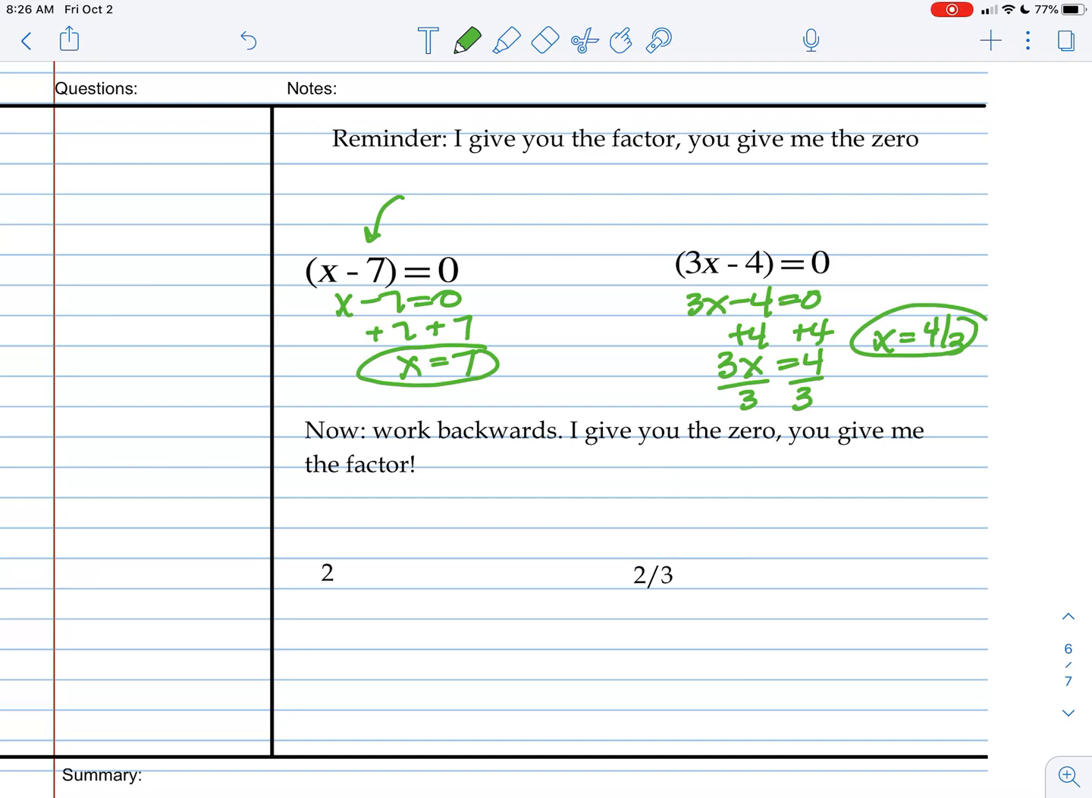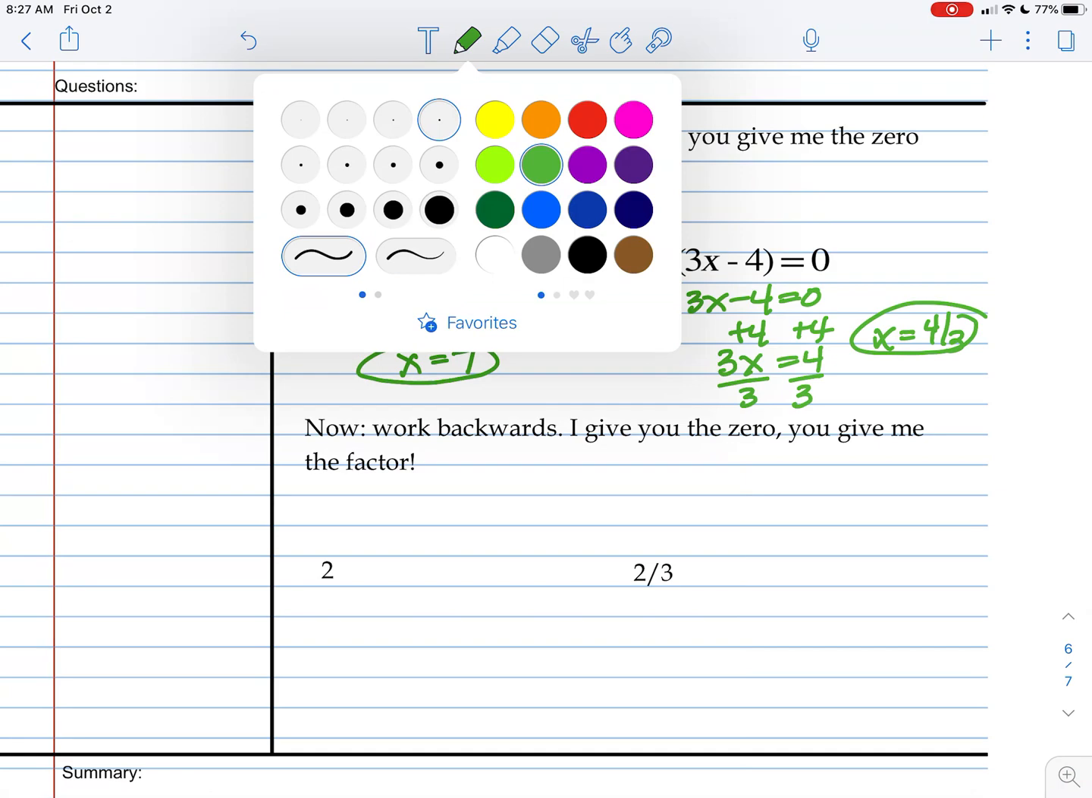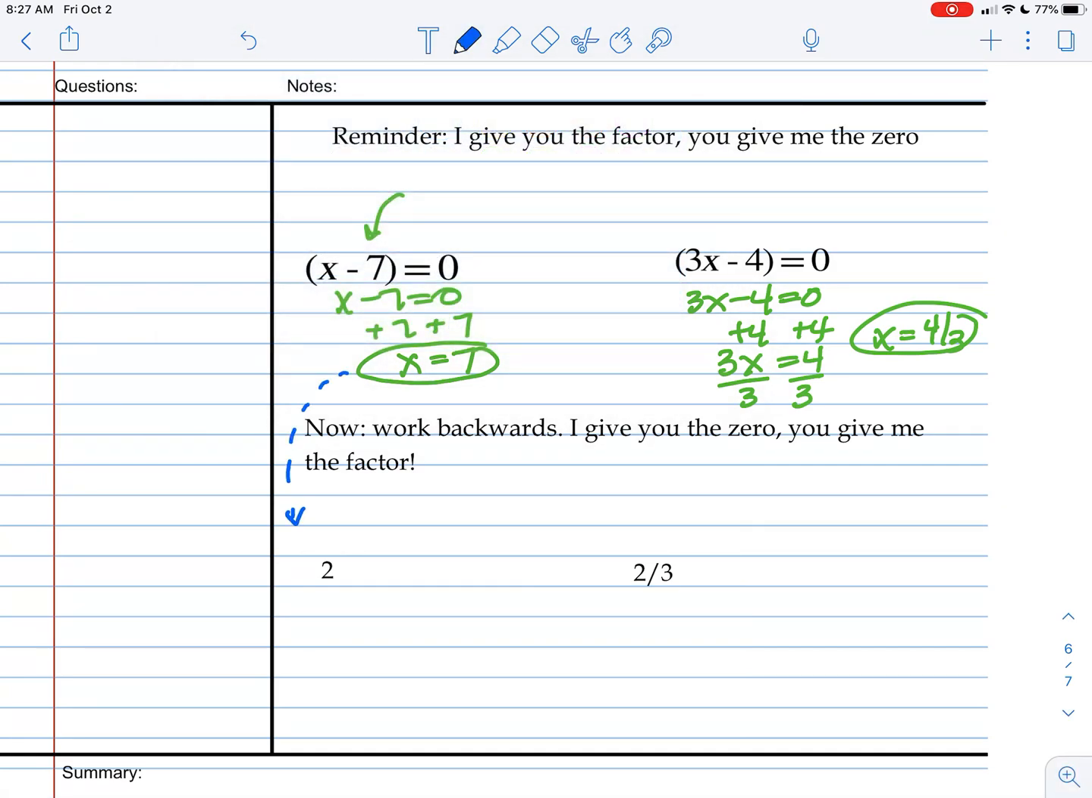So then I'm going to work backwards. I'm going to say I give you the 0. So right here it's just a number, but if we look up here at what I just did, notice that I say x equals 2. So if I work backwards to get the factor, I would want this to be equal to 0. So I would subtract 2 from both sides. I kind of did that backwards, sorry. And then I would have x minus 2 equals 0. So right here, x minus 2 then is my factor.